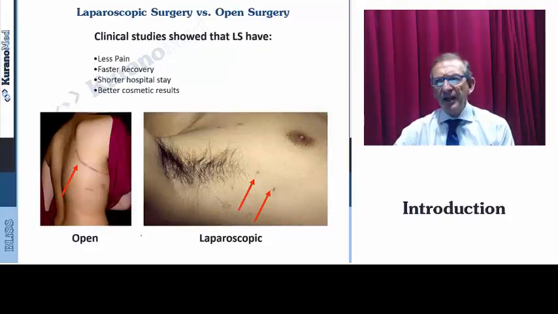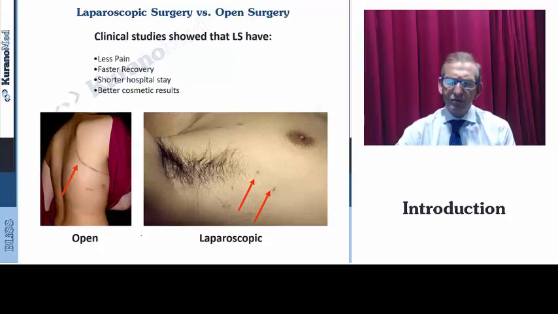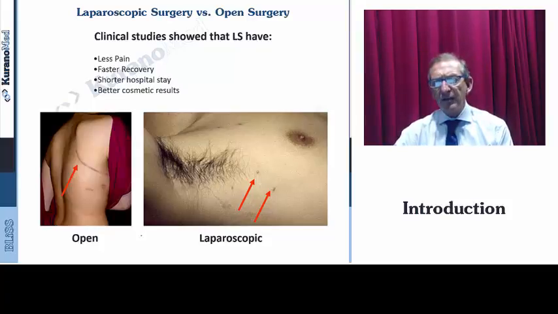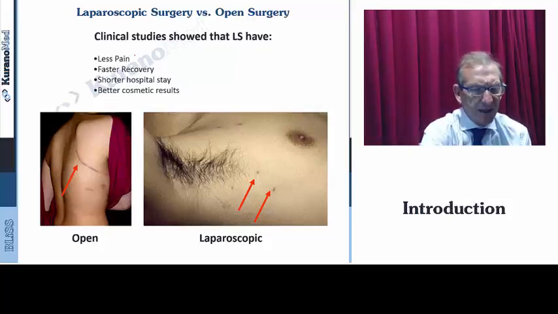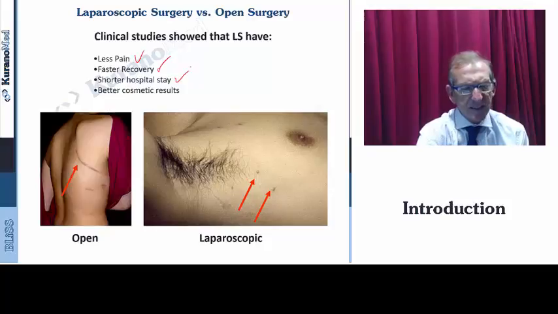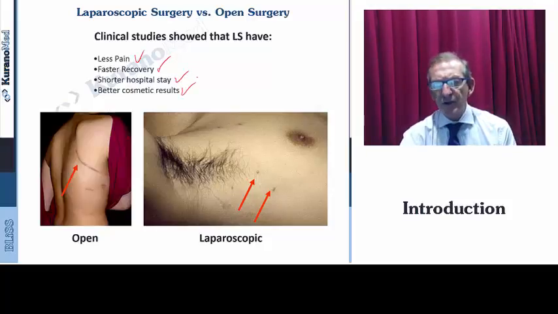And today many clinical studies involving all the diseases that we listed before and more have shown that laparoscopic surgery has less pain, faster recovery, a very short hospital stay, and of course much better cosmetic results when we compare it with open surgery.